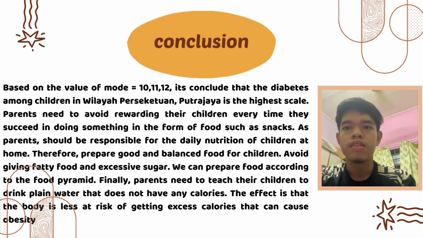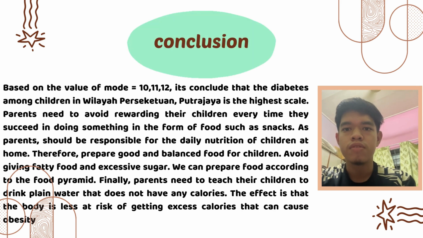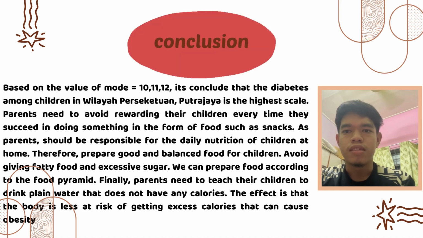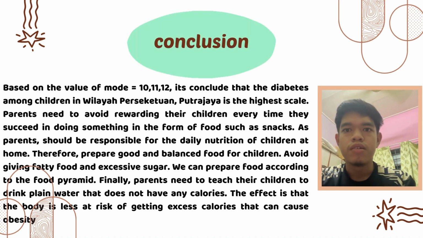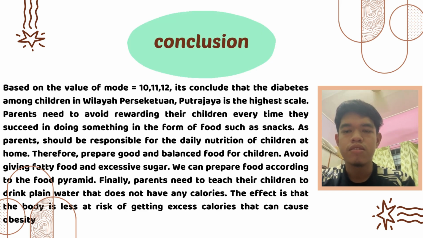Parents need to avoid rewarding their children every time they succeed in doing something with food such as snacks. Parents should be responsible for the daily nutrition of children at home. Therefore, prepare good and balanced food for children. Avoid giving fatty food and excessive sugar. We can prepare food according to the food pyramid. Finally, parents need to teach their children to drink plain water that does not have any calories. The effect is that the body is less at risk of getting excess calories that can cause obesity.